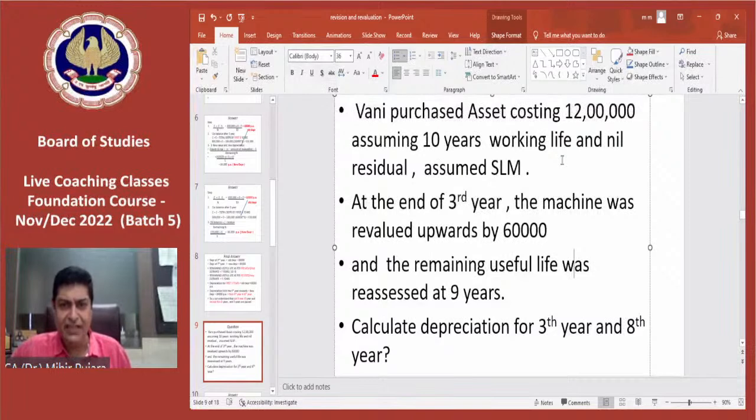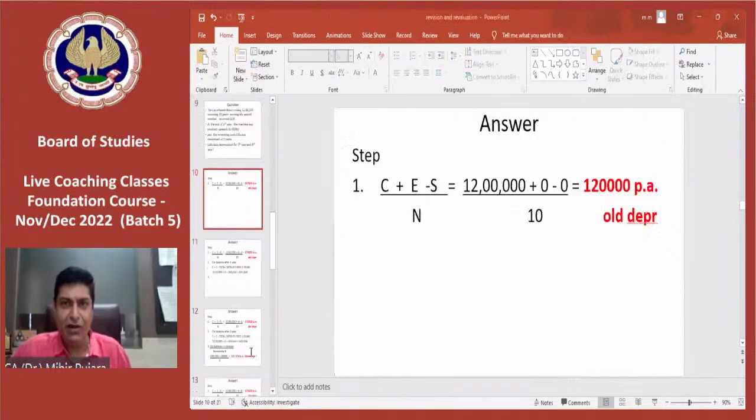What is depreciation, guys? Step number 1. Very nice. No need to wait now, guys. This is the first step: C plus E minus S upon N. 120 per year.